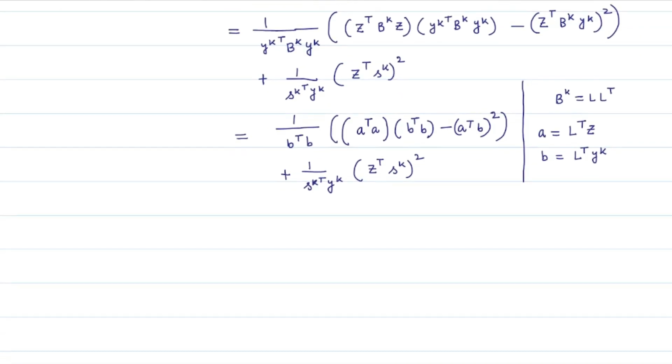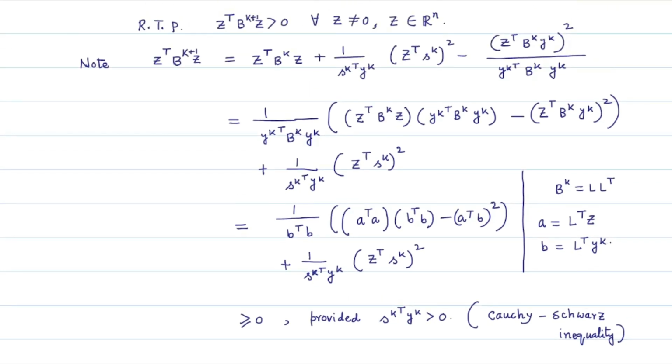Now here, with the help of the Cauchy-Schwarz inequality, we notice that the expression in the bracket is a non-negative quantity. This b transpose b is a positive quantity, and this term is a non-negative quantity. So this entire quantity is non-negative provided the factor sk transpose yk is greater than 0. This is by applying the Cauchy-Schwarz inequality. So we are almost done, in that z transpose Bk+1 z is greater than or equal to 0. But we have to prove that this is strictly greater than 0 for any non-null vector z.